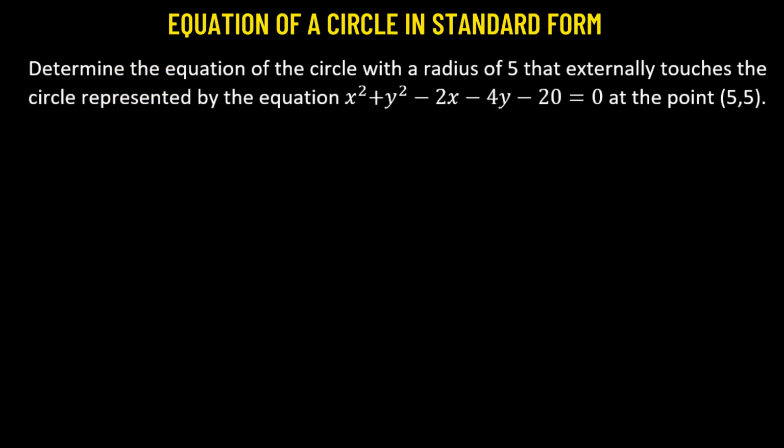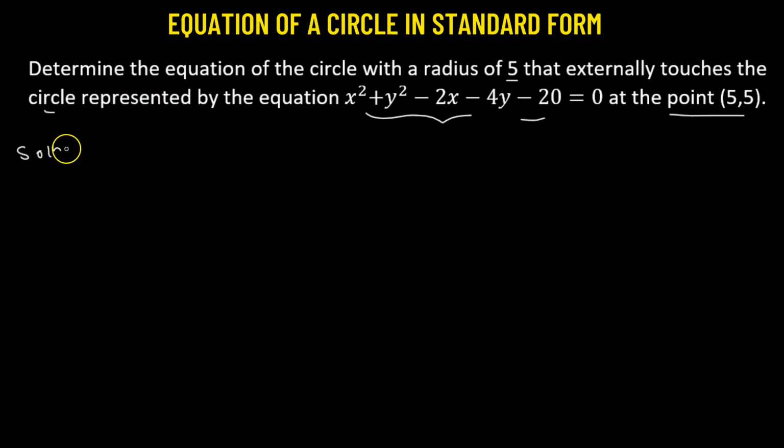So here in this problem, we are to determine the equation of a circle whose radius is 5 units and it externally touches another circle whose equation is given to us. And it touches this new circle at the point (5, 5). So let's start with the problem.